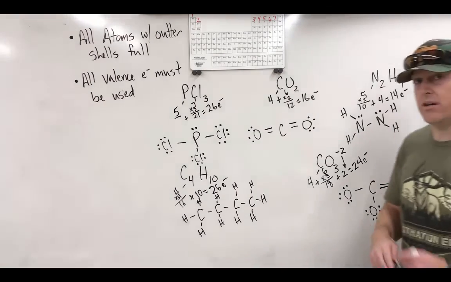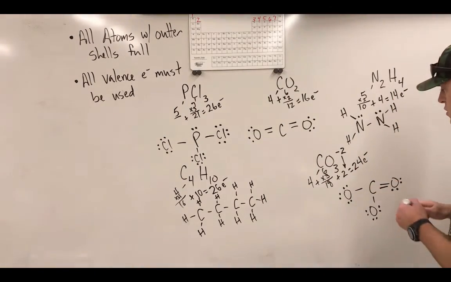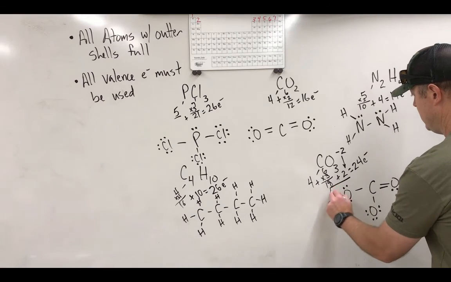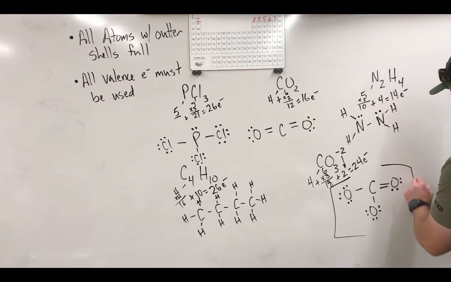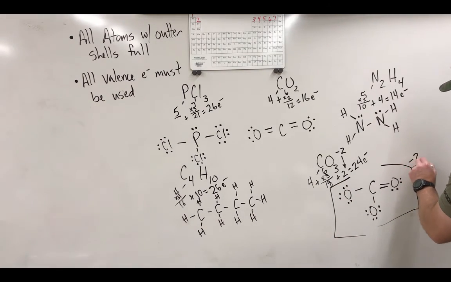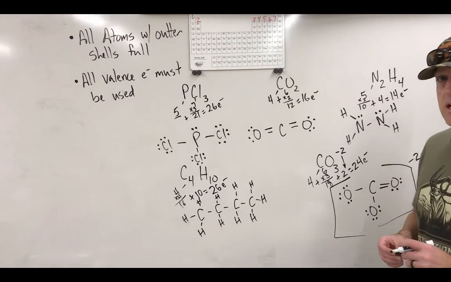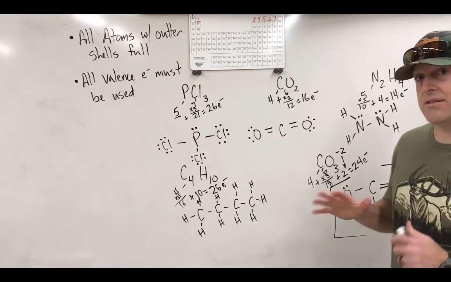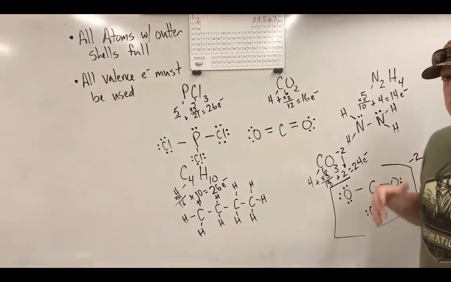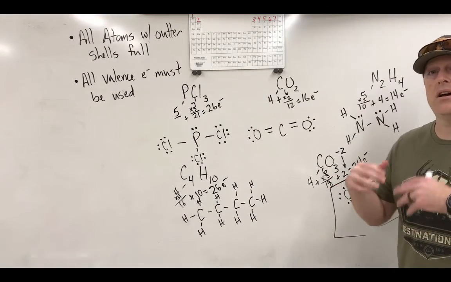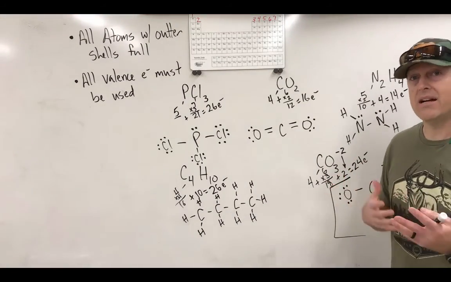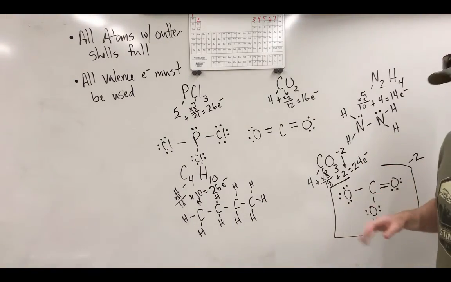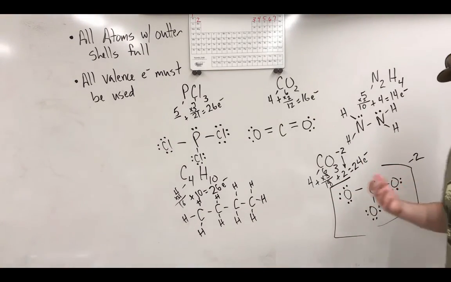Now, the last trick on these, because this has a -2 charge, you need to put this into brackets, and then you have to put the -2 with it. And so that's the last little trick on those. That signifies that this is an ion. It has a charge. It has extra electrons. And so by the brackets, that's what that would show.